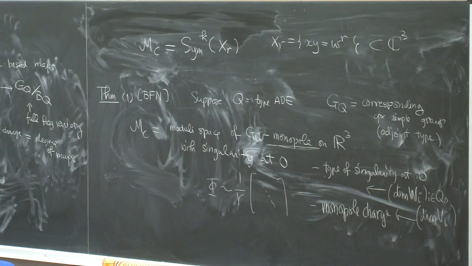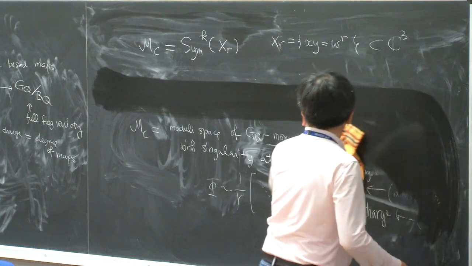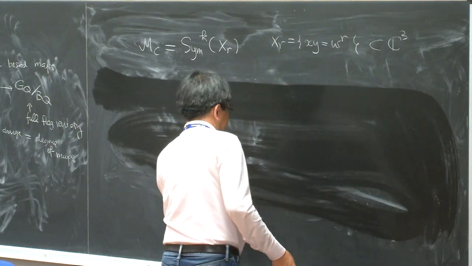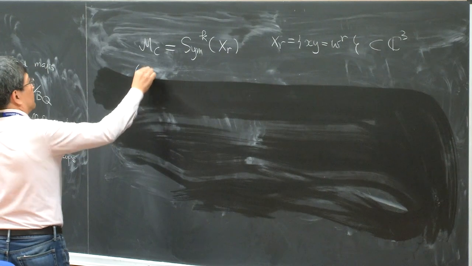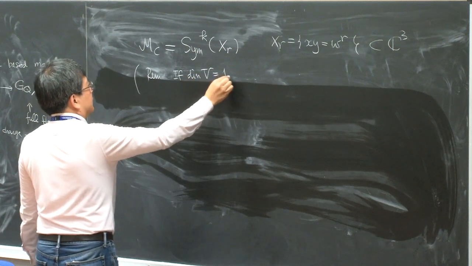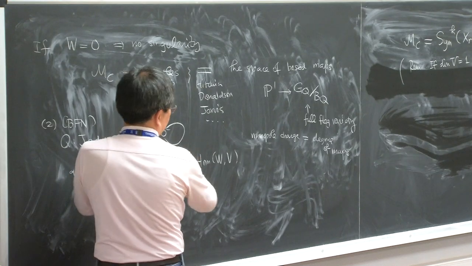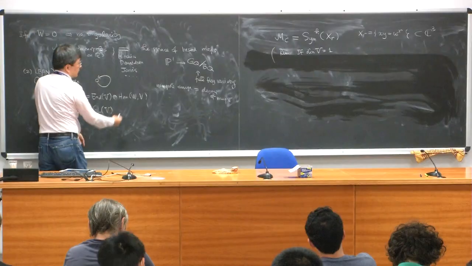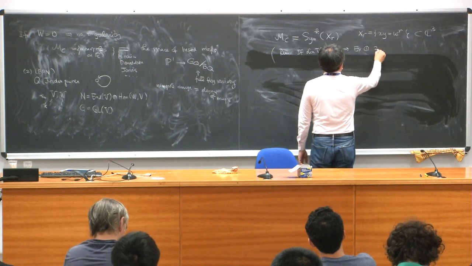So basically, if V has dimension 1, then G is C star, and this is an endomorphism of C, a trivial representation of C star. As I mentioned already, for a trivial representation, you can ignore it. Then you just consider this case. So it is the same as examples 1 and 2.